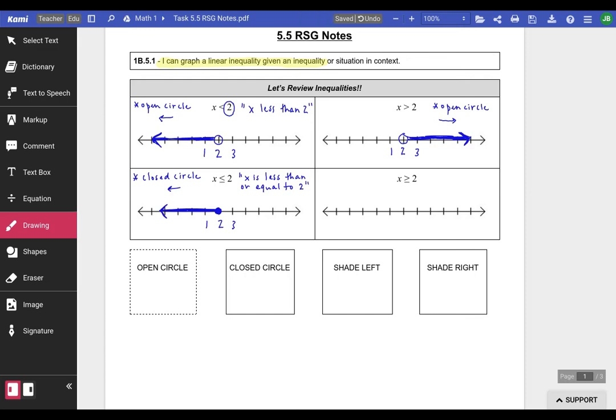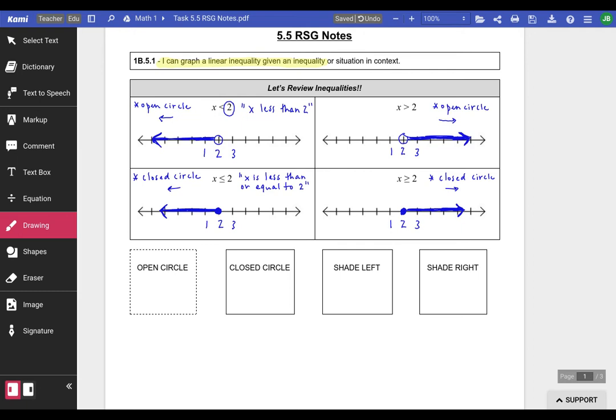All right, and then last but not least, we have x is greater than or equal to 2. Again, because I have that or equal to, we're going to have a closed circle here. And that arrow is pointing to the right. So my graph on the number line would look like this. So that's a review of what you guys have already done, but a lot of this is going to be really important for what we need to do today.